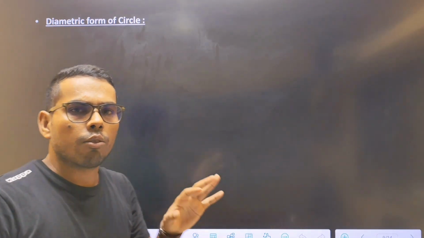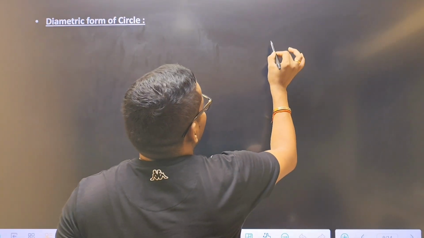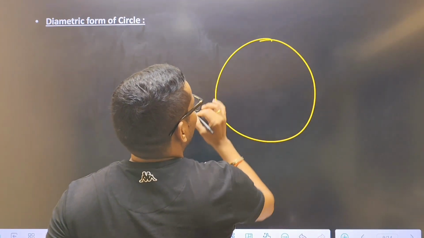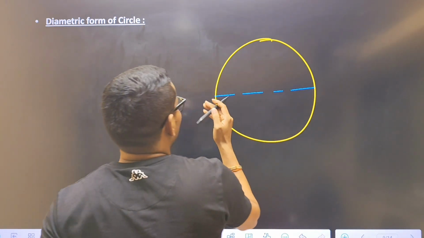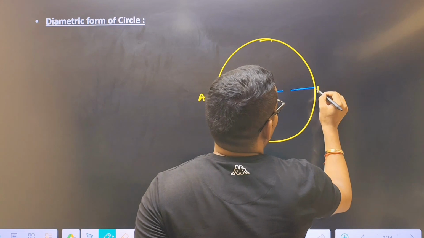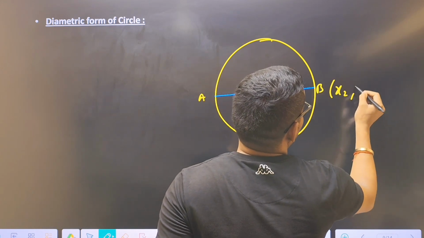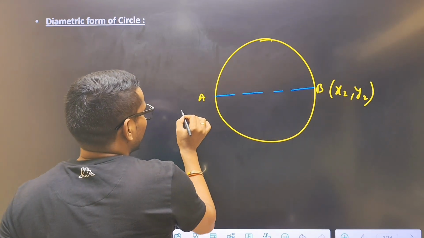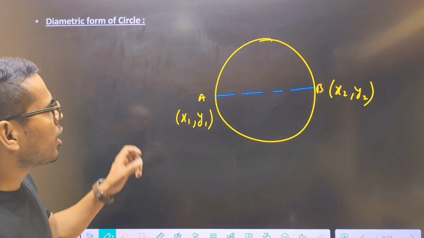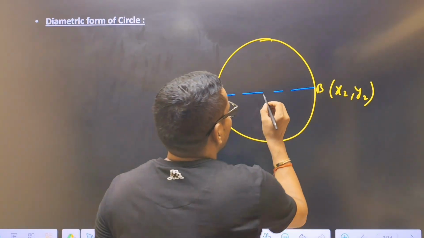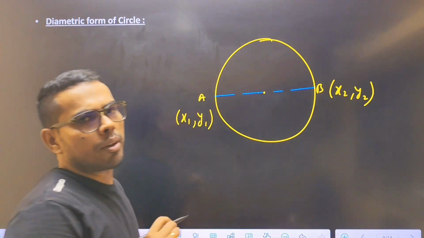Now the second form is the diametric form of a circle. What is the meaning of that? The given information is the endpoints of a diameter. There is a diameter, simply we can write AB. The endpoints are given, like this is (x2, y2) and this is (x1, y1). So the endpoints of the diameter are given.